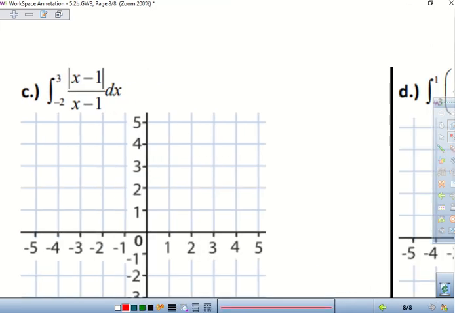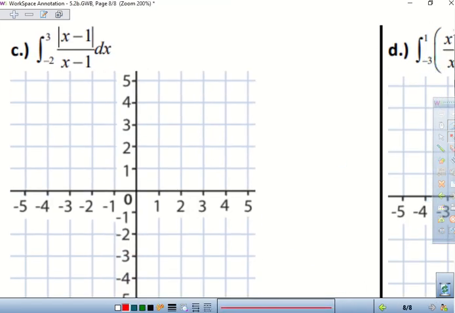The next one we're looking at is an absolute value over an absolute value. With this one, we can do the same thing and plug in some values. Let's plug in 3. We've got the absolute value of 3 minus 1 over 3 minus 1, which is 2 over 2, which is 1. So I have the coordinate (3, 1).